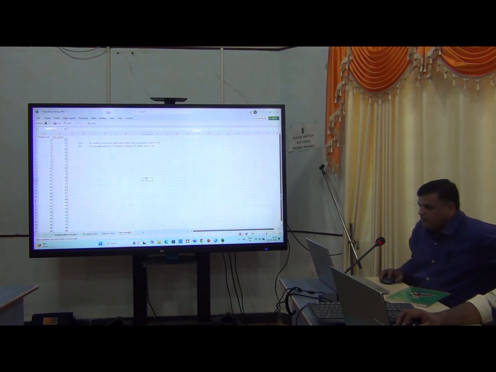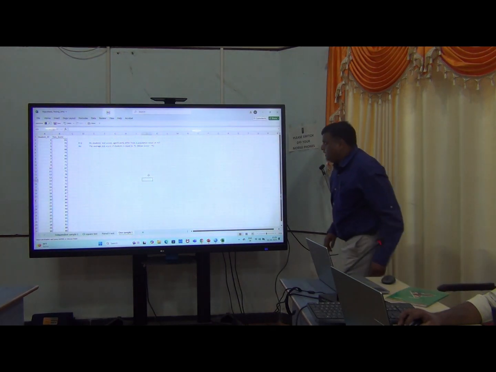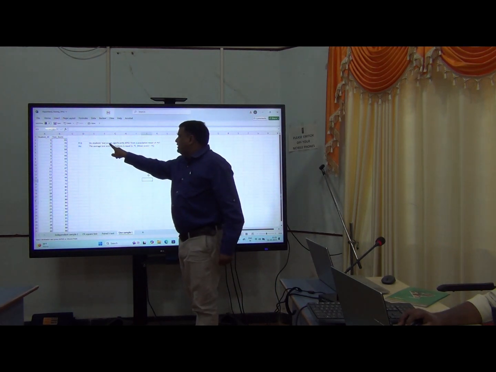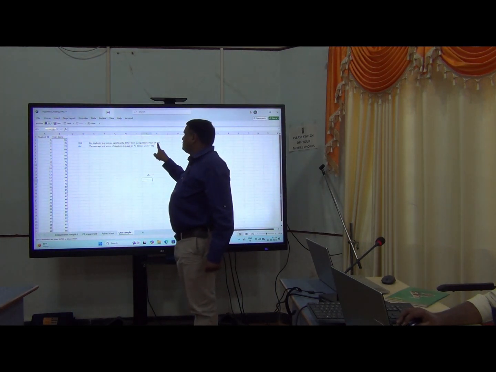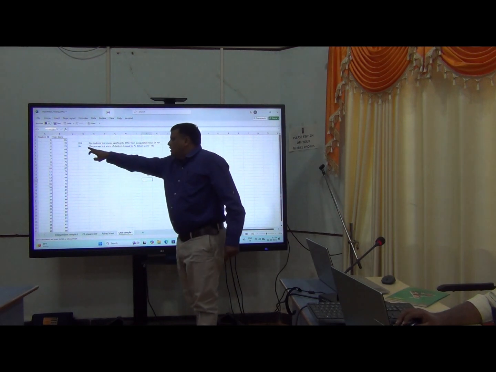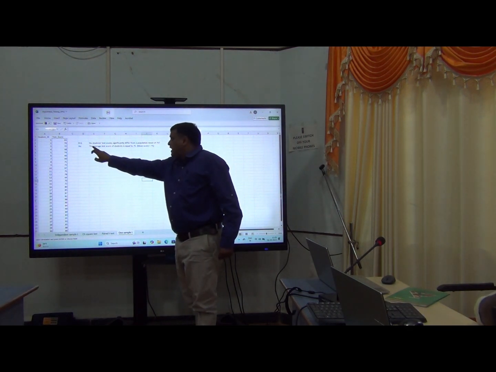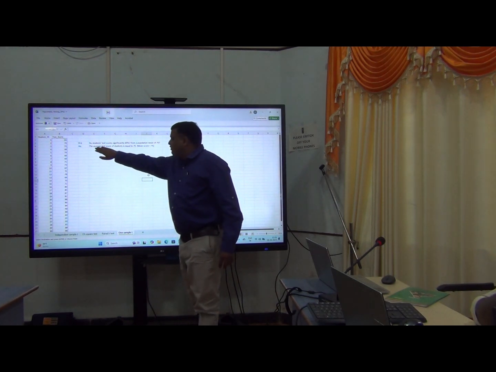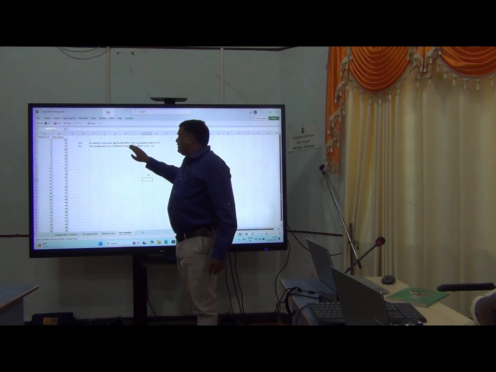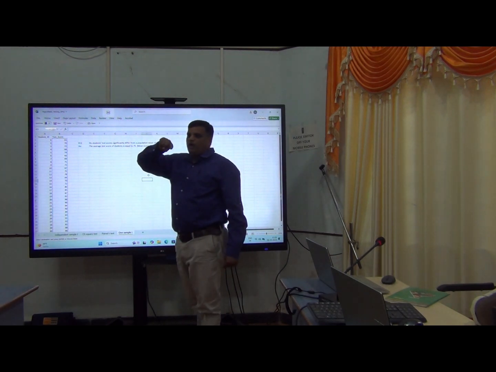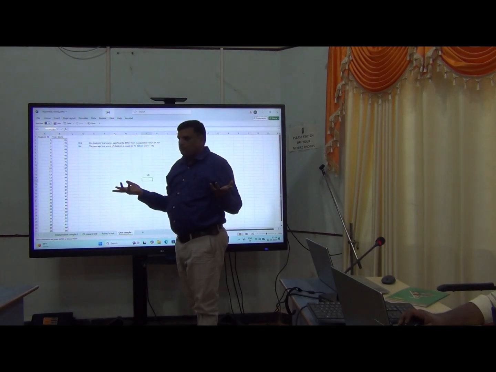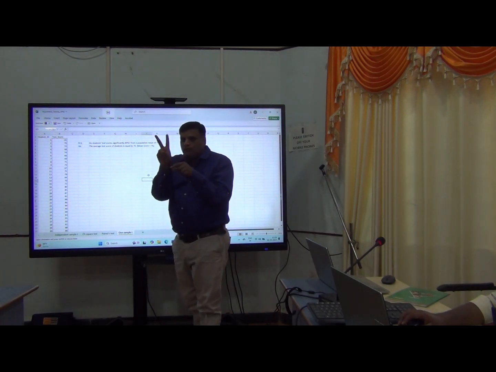ಆಯ್ತಾ? ನೋಡಿ, here my research question is, do student test scores significantly differ from the population mean of 75? My null hypothesis is the average test score of students is equal to 75. What should be my alternative hypothesis? The average test score is not equal to 75. Not equal to 75 means more than 75 or less than 75?